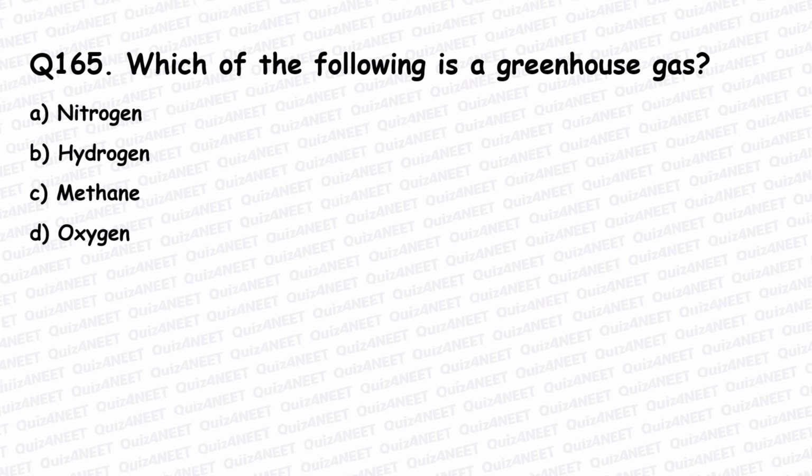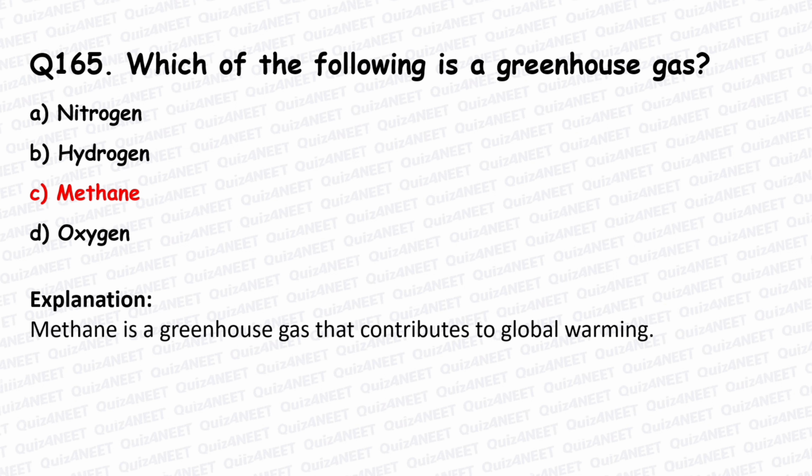Q165. Which of the following is a greenhouse gas? A. Nitrogen, B. Hydrogen, C. Methane, D. Oxygen. Answer: C. Explanation: methane is a greenhouse gas that contributes to global warming.